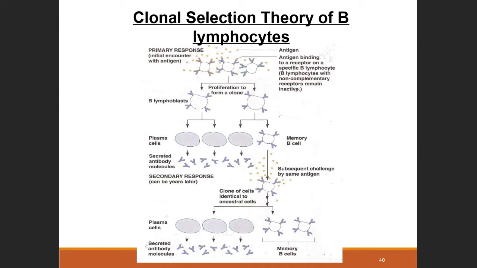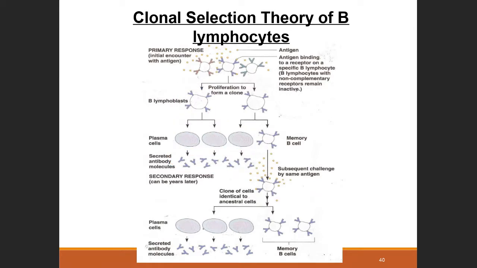we get recognition by our B cells. Then the B cells start to proliferate. Proliferate means to divide, mitosis. The immediate response is going to be this replication into plasma cells that produce antibodies to fight the invader that was just recognized.